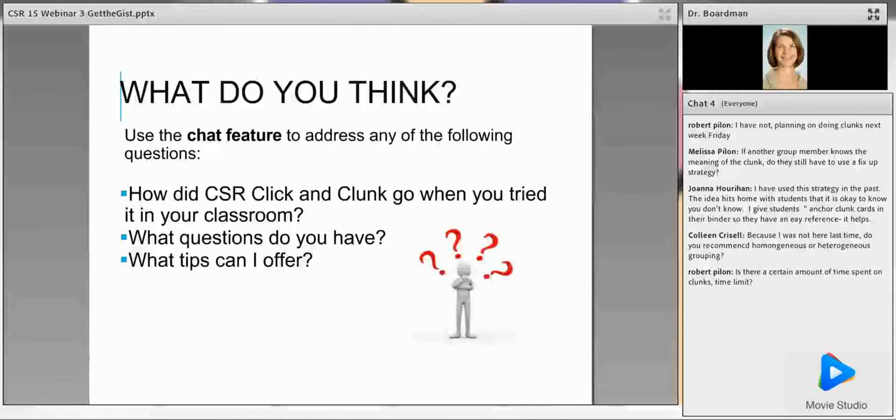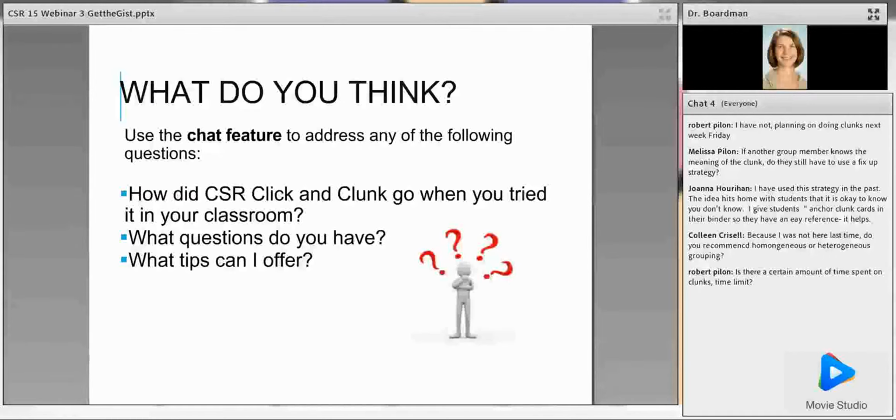I walk around the room when kids start to work on their clunks, and if you see that the other groups are moving on to get the gist, or if you know that it's a challenging section and it's going to take a while to figure out the main idea, it's okay to move kids on. They don't need to have the perfect dictionary definition, and they need to learn that what they're trying to do is really figure out what that text means and how the word supports the understanding.